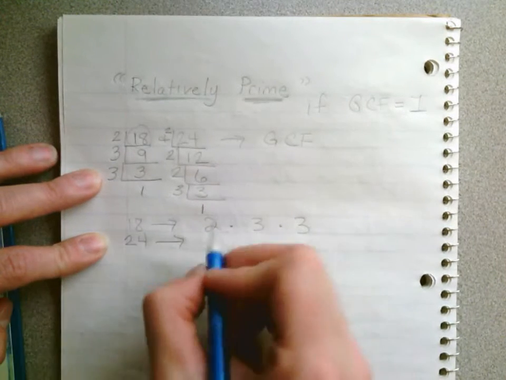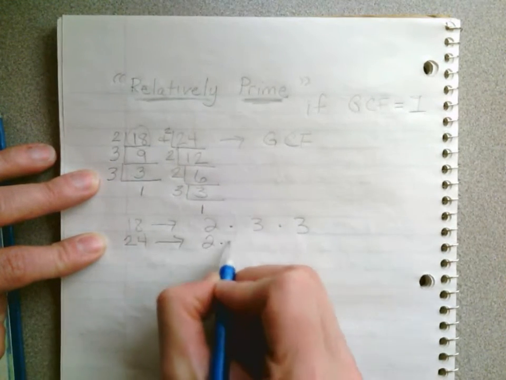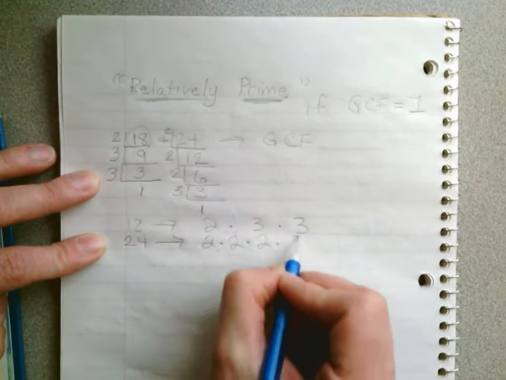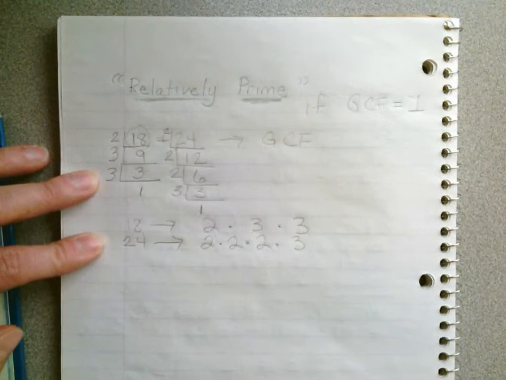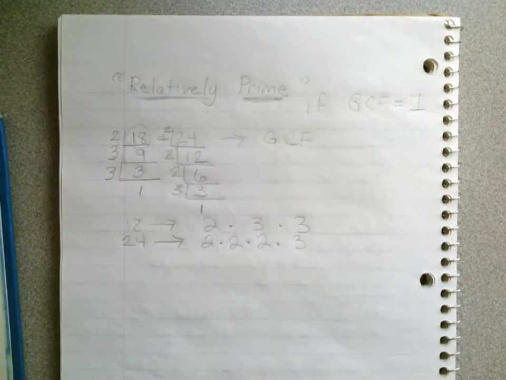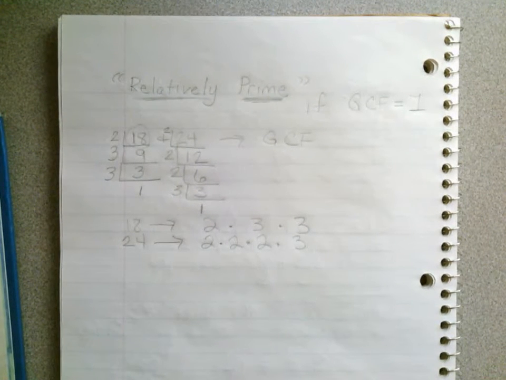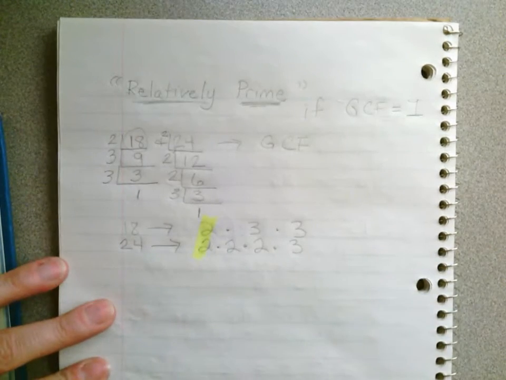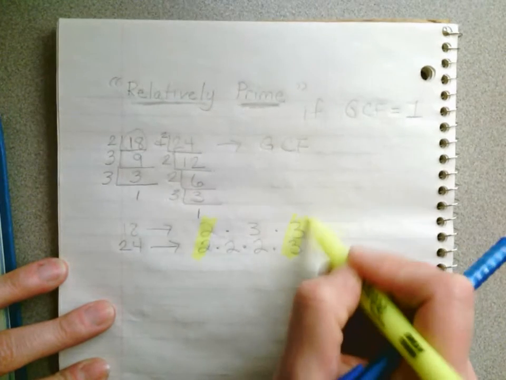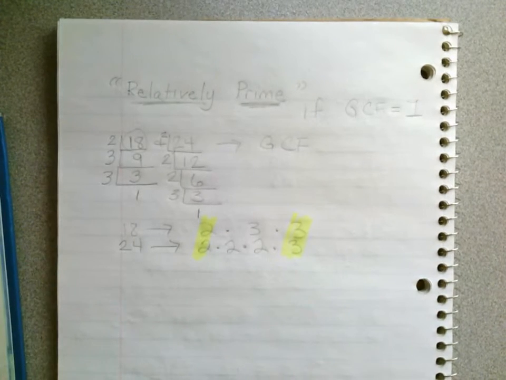24's prime factorization is 2 times 2 times 2 times 3. I'm kind of smashing it in there. 2 times 2 times 2 times 3. Notice what's shared. Both of them have a single 2, and both of them have a single 3.